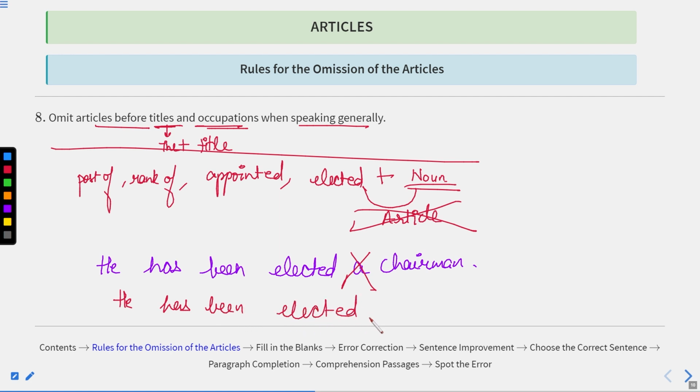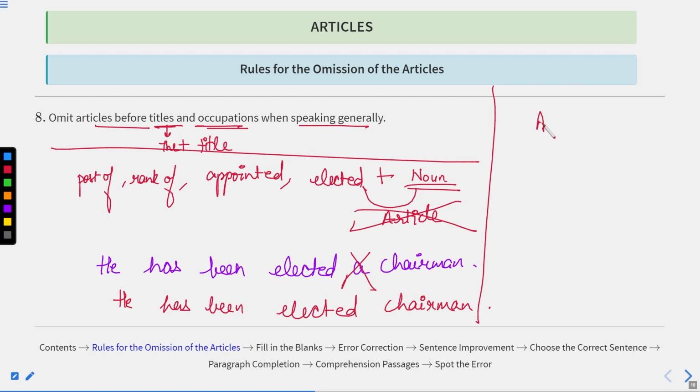Okay, he has been elected chairman. If I say he has been appointed the collector of this society, so not society actually, but if I say he has been appointed chief minister, so he has been appointed chief minister, not the chief minister. Okay, but if I say the chief minister of UP is Shri Honorable Shri Yogi Adityanath ji, so we can use the chief minister before the name, before the designations we can use the. Okay, or before the titles.